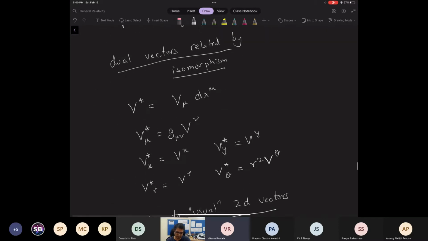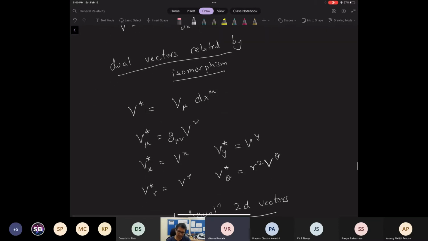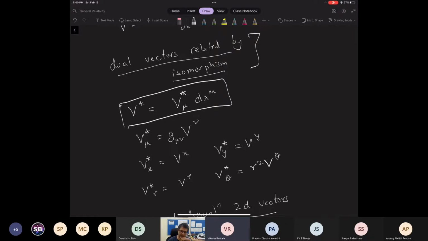Now the other thing is, we talked about dual vectors, and once you have a metric, the dual vectors are related to vectors by an isomorphism. If I have a dual vector v star, which I write as some v star mu dx mu, then I can define an isomorphism between this dual vector and a vector v, through their coordinates by writing it like this. I can write these dual vector coefficients in terms of the metric and v nu.